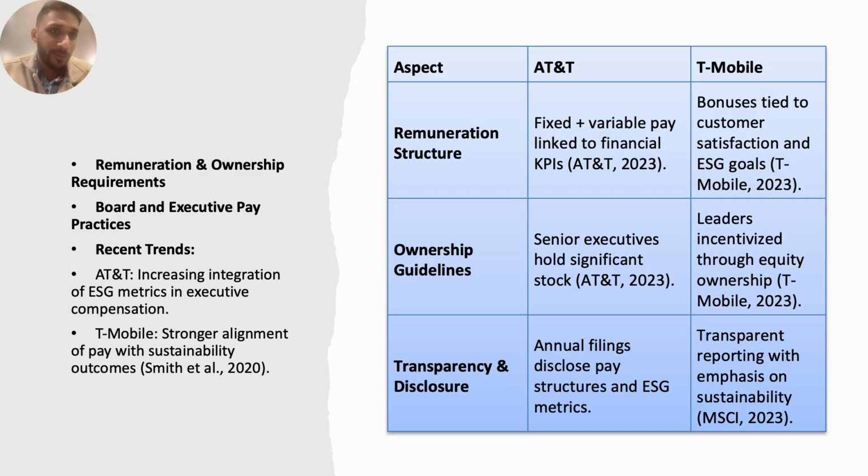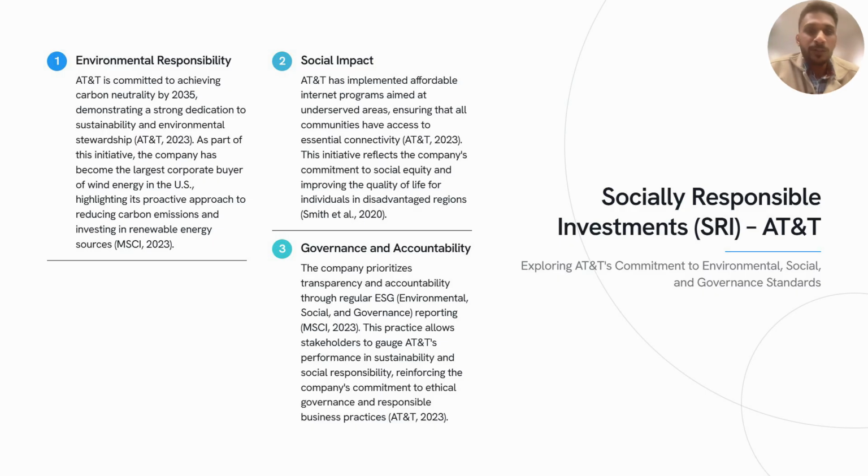In this slide, we will talk about the remuneration and ownership requirements, board and executive pay practices, and the recent trends. So for AT&T, the remuneration structure was fixed plus variable pay linked to financial KPIs, and for T-Mobile, bonuses tied to customer satisfaction and ESG goals. Ownership guidelines: for AT&T, senior executives hold significant stock, while for T-Mobile, leaders are incentivized through equity ownership. On transparency and disclosure, AT&T has annual filings that disclose pay structures and ESG metrics, and T-Mobile has transparent reporting with emphasis on sustainability.